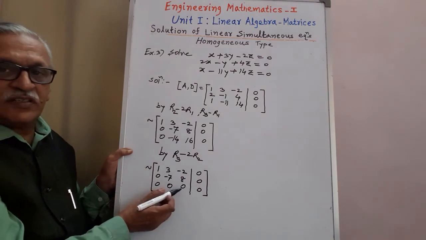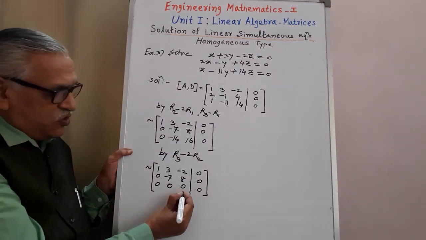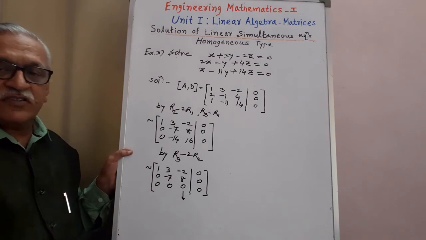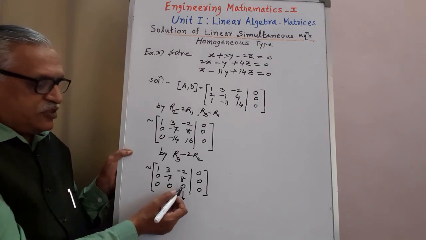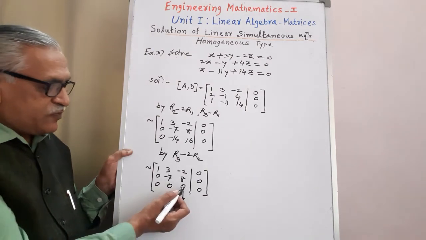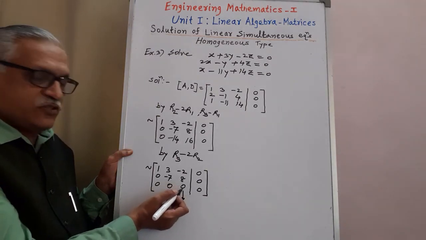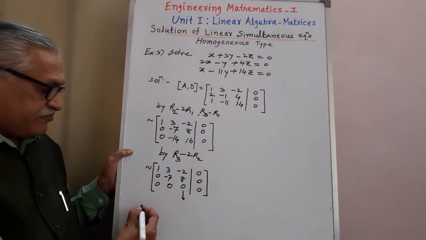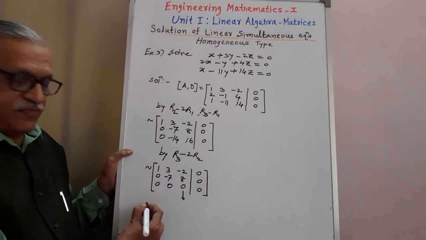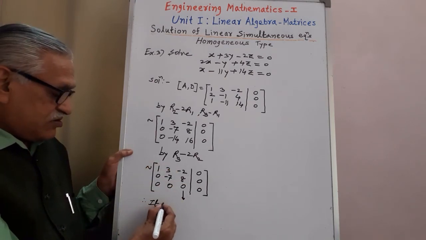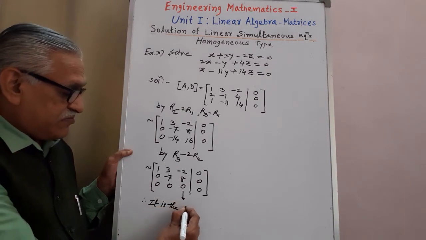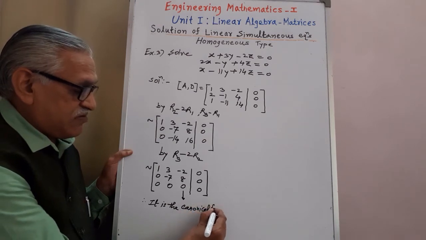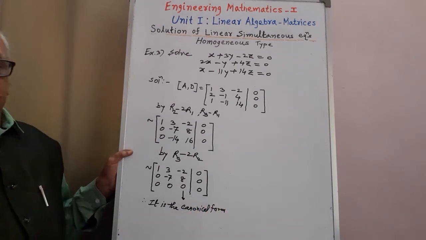In the process, the third diagonal element becomes 0 and no element is available below it, so that by interchange we can make it non-zero. Therefore, this 0 we have to keep as it is, or it is not possible for us to convert this element to non-zero. Therefore, no more calculation is needed here, and we write that it is the canonical form of that matrix.